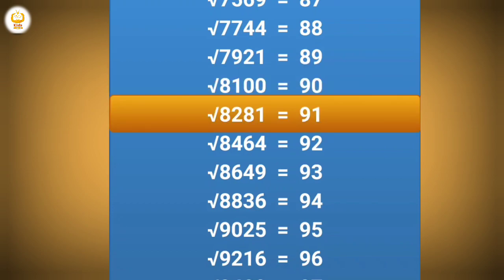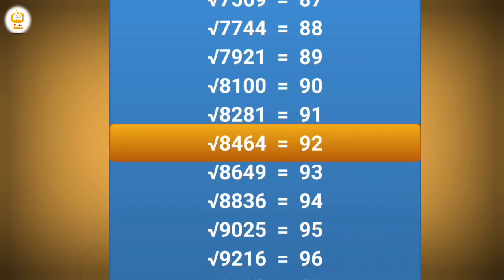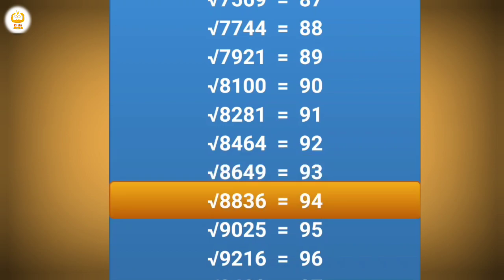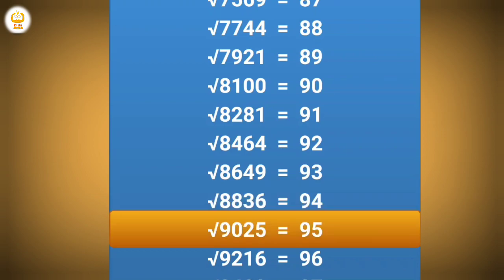Square root of 8281 za 91. Square root of 8464 za 92. Square root of 8649 za 93. Square root of 8836 za 94. Square root of 9025 za 95.